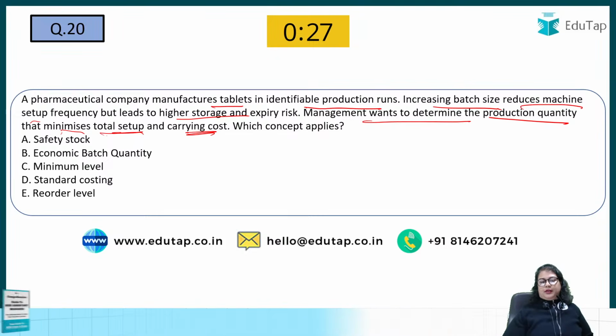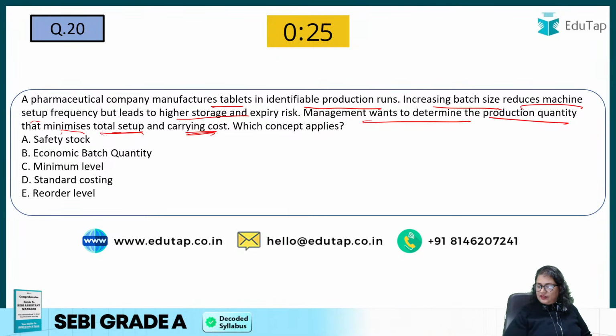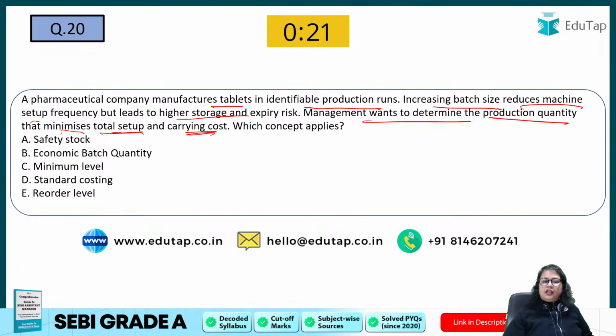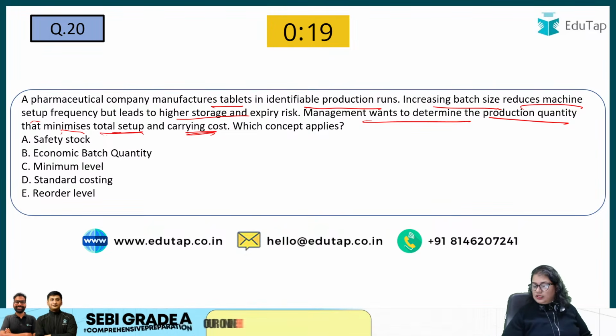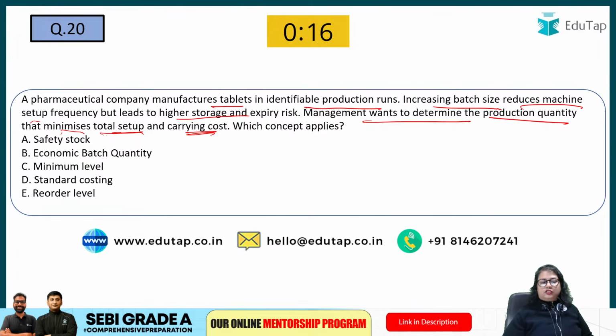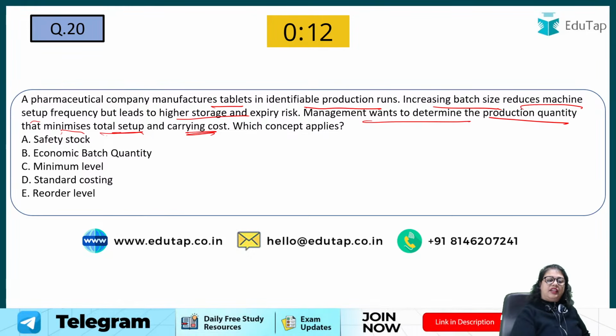Which concept applies? Very easy. In batch costing, which method do we apply so that we can minimize the total setup cost and the carrying cost? That is actually economic batch quantity. This is very easy. Anyone who has a doubt here? Everybody answered it correctly also.